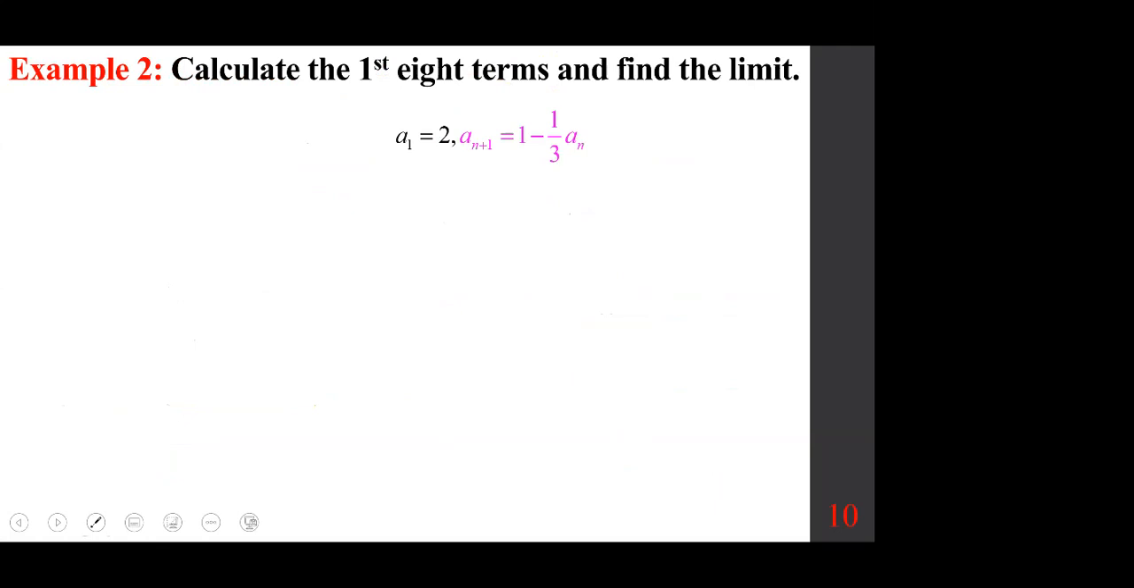We are interested in finding the first 8 terms and therefore finding the limit for this case where a sub 1 is given. And we have a recursive formula: a sub n plus 1 is 1 minus 1/3 a sub n. Whenever they ask you to find a few terms, as long as you show work for a few, you are in good shape. So for example, a sub 1 is given, and I want to find a sub 2, so I'm going to write the formula for a sub 2.